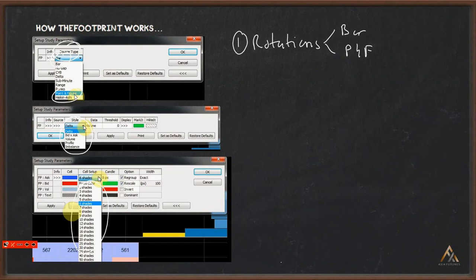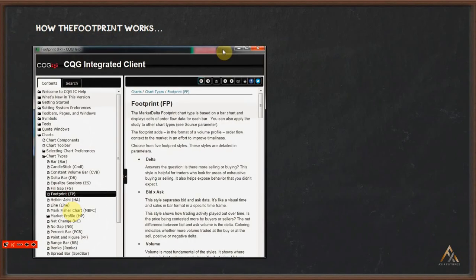Alright, last but not least, if there's any concept you're not sure about, okay, if you still don't understand what the footprint is, what each rotation is, the different settings, sometimes maybe you just need to go and read over a little bit more. So you can obviously go to the help function. It's wonderful. It will explain the delta, the bid and ask, and the volume in its own wording. What I would say is, if you still don't understand, that's okay, that's cool.